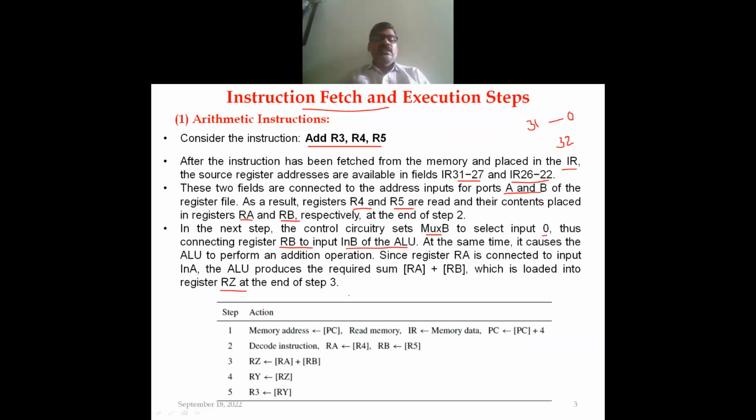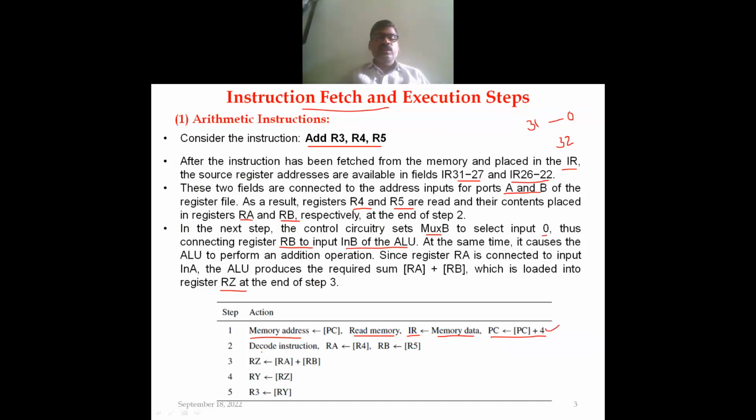Now let us look at the five-step process. We already discussed that there are five steps in instruction execution, and you can write the actions like this. First, the contents of PC are loaded into the memory address, then we read the memory, and IR is loaded with that memory data. Then the program counter is incremented to the next instruction.